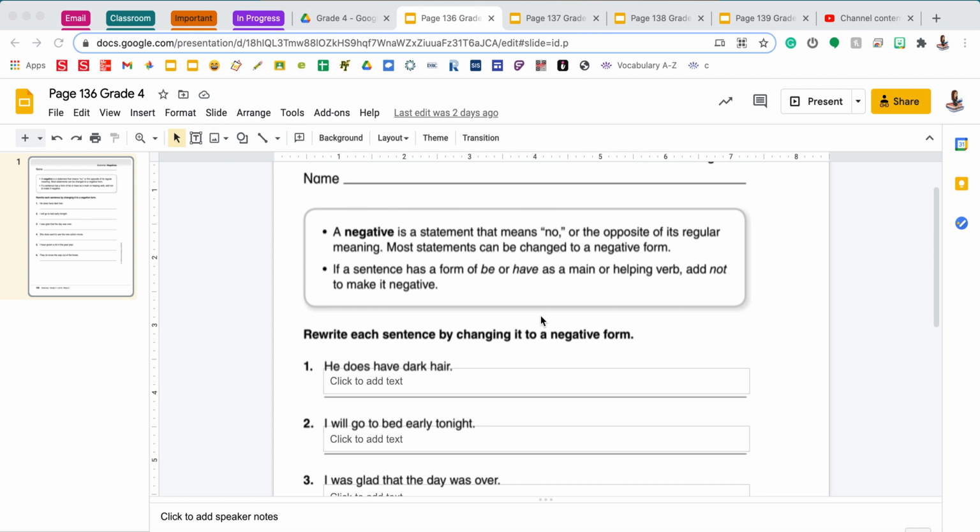Mrs. Feathers, we're going to go over your grammar practice pages for the week. This week you are assigned pages 136 to 139. You'll have one page to do each day, Monday through Thursday, and your grammar quiz will be on Friday this week.